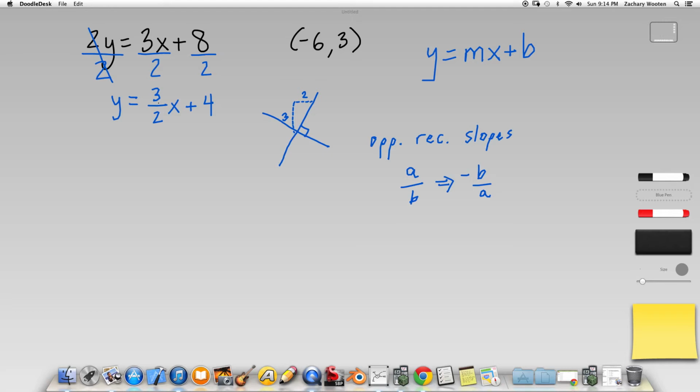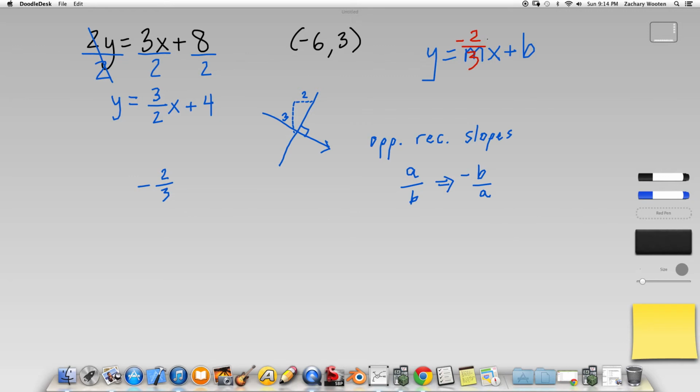So if this is the slope of our original line and we want the perpendicular slope, I need to make it opposite, so the new slope will be negative, right, which we can see this one is going down and to the right. So that's negative, and then we flip it. So instead of 3 over 2, it becomes 2 over 3. So just like that, I know that my slope needs to be negative 2 over 3. Alright? So I have y equals negative 2/3 x plus something. I just don't know the starting value.